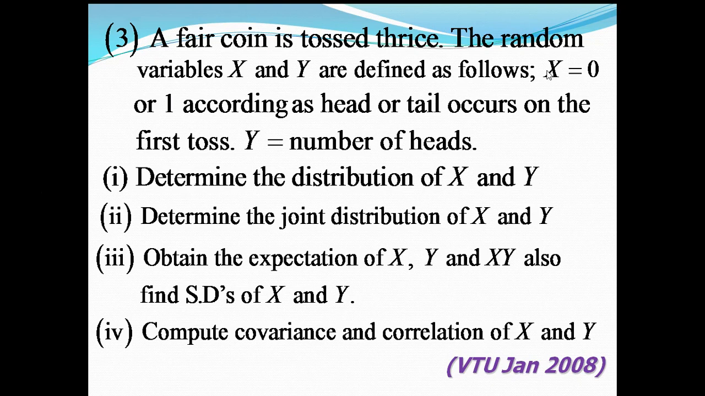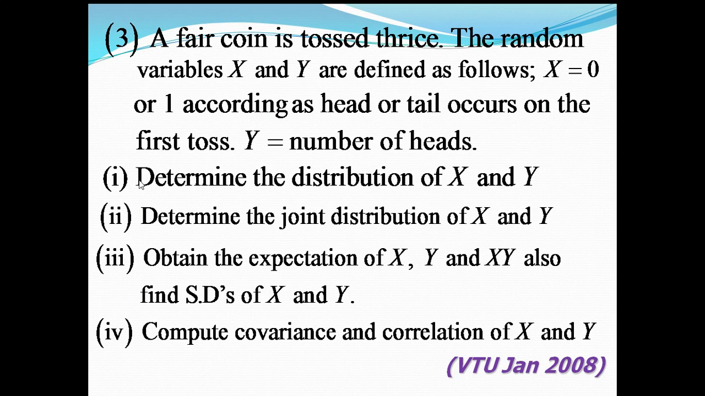I repeat, a fair coin is tossed thrice. The random variables x and y are defined as follows: x takes the value 0 and 1 according to head or tail. When head occurs on the first toss, we have to take x as 0, and when tail occurs on the first toss, we have to take x is equal to 1. That is the meaning of the question. Y is equal to number of heads. So y represents number of heads.